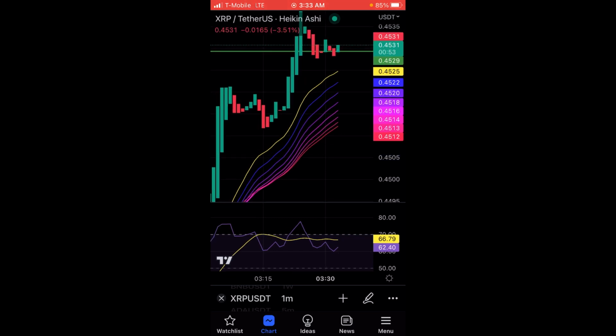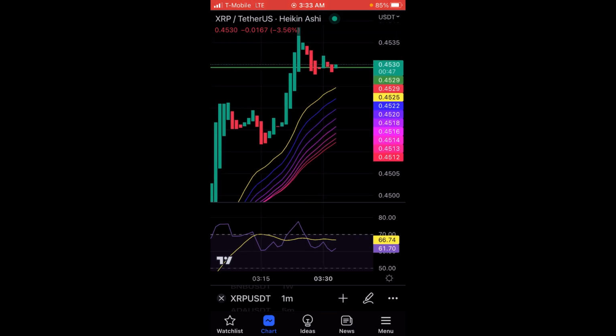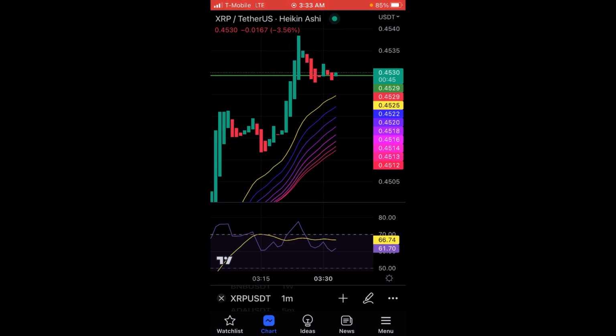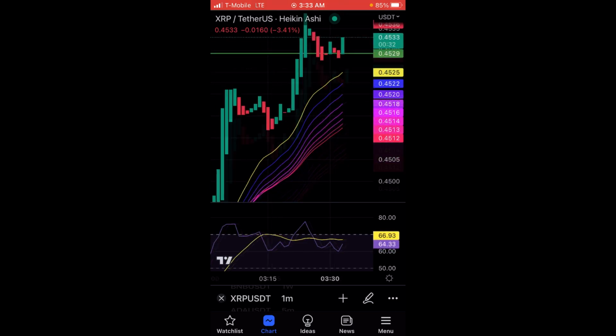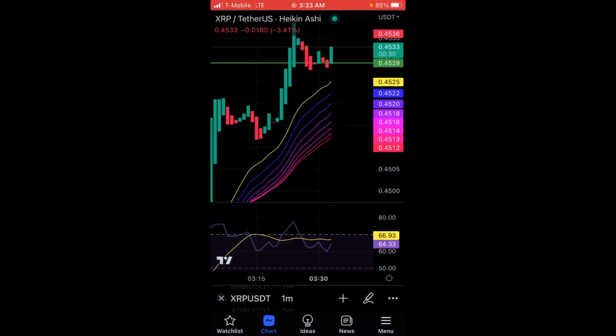What we have to do is wait for the RSI. We have to wait for the purple line to cross through the yellow line. And that's basically when you would enter the trade. See what's happening right now? It's going up. Since the overall trend is going up, you wait for the RSI to cross back up.